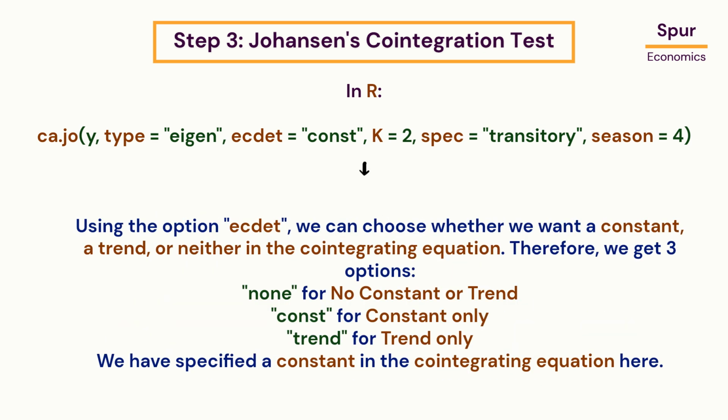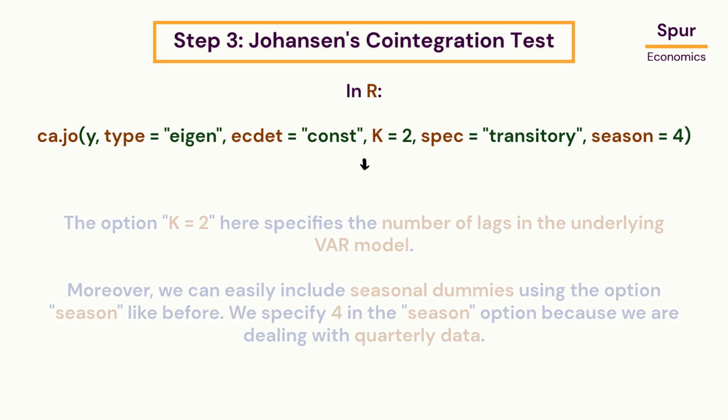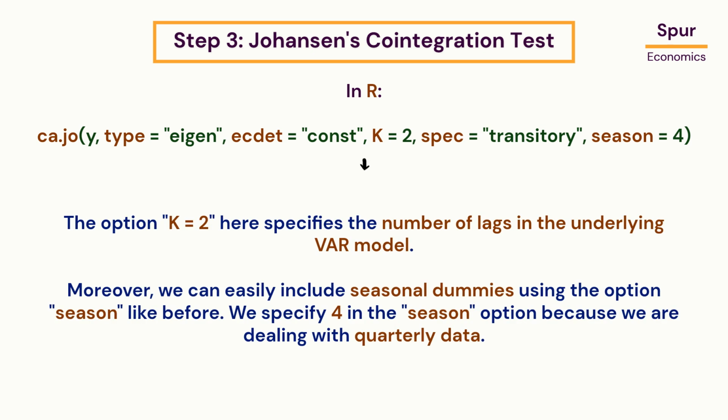Using the option ecdet, we can choose whether we want a constant, a trend, or neither in the cointegrating equation. Therefore, we get 3 options: none, constant or trend. We have specified a constant in the cointegrating equation here. The option K equal to 2 here specifies the number of lags in the underlying VAR model. Moreover, we can easily include seasonal dummies using the option season like before. We specify 4 in the season option because we are dealing with quarterly data.